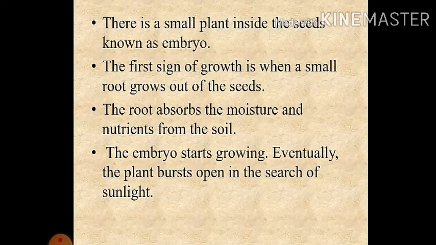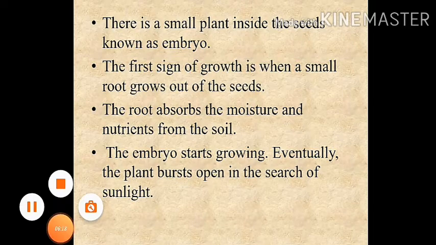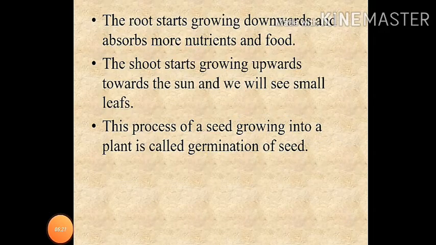It will come out of the soil in search of sunlight and start the process of photosynthesis. It will start making its own food with the help of sunlight. The root starts growing downwards and absorbs more nutrients and food. So the root will also start growing, but it will grow downwards, and absorb all the nutrients, minerals, and food present in the soil.